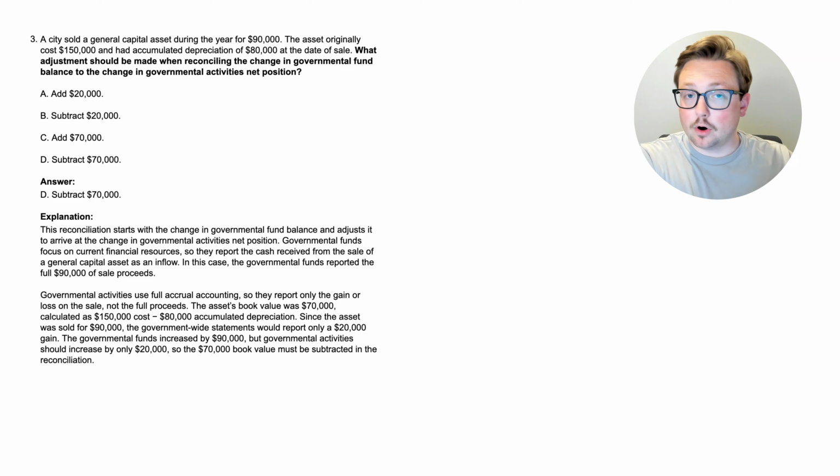But since they were already keeping track of the capital asset and the accumulated depreciation, they are only going to keep track of the $20,000 gain. So compare the $90,000 that the fund balance is going to record to the $20,000 gain that the governmental activities net position is going to record. And so you can see that's how we go from $90,000 to $20,000: we subtract $70,000 to get to the correct change in net position. So again, just understand the difference in how they're recording things and you'll be able to figure out the rest. Let's go to the next question.